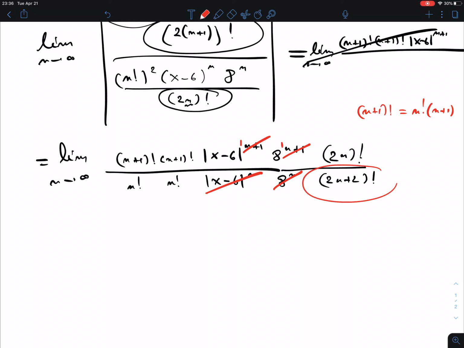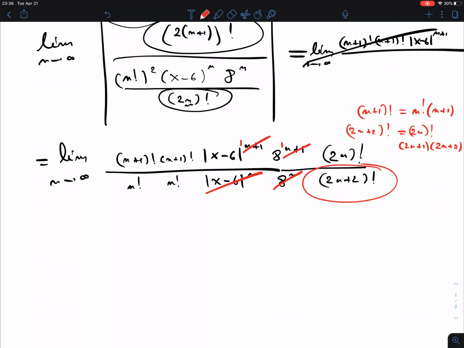And then here, this is the bigger one, so 2n plus 2 factorial in terms of the smaller one, that is 2n factorial. We have to go from 2n to 2n plus 2 in steps of 1. That is, the first one is 2n plus 1. We are not there, so we have another one, 2n plus 2.